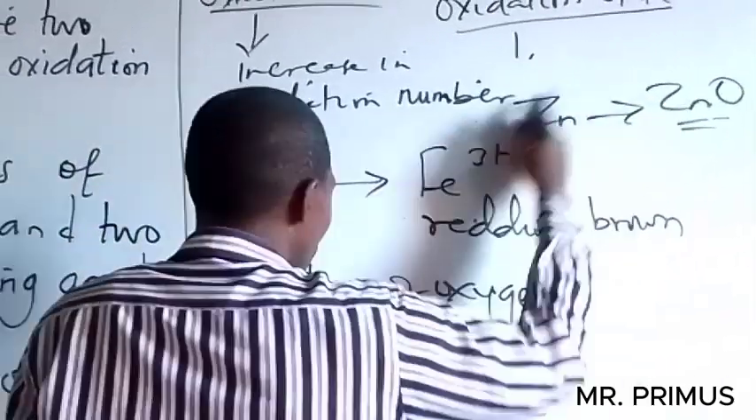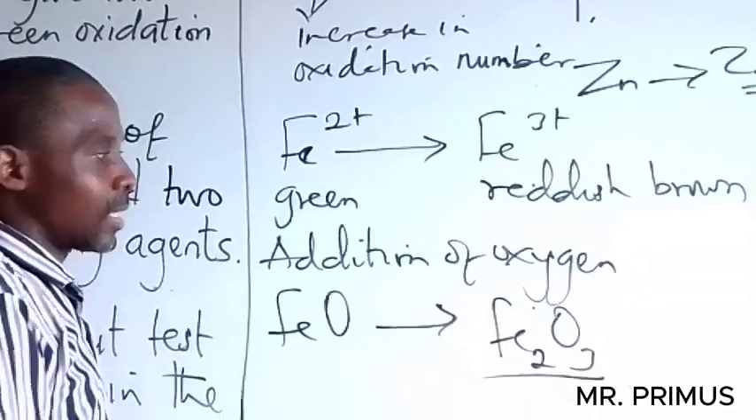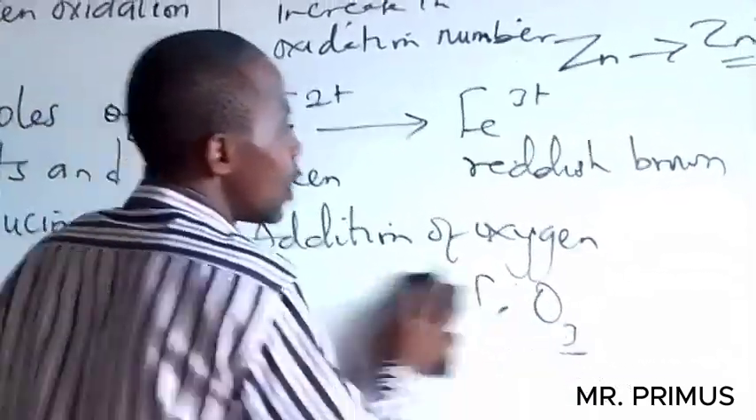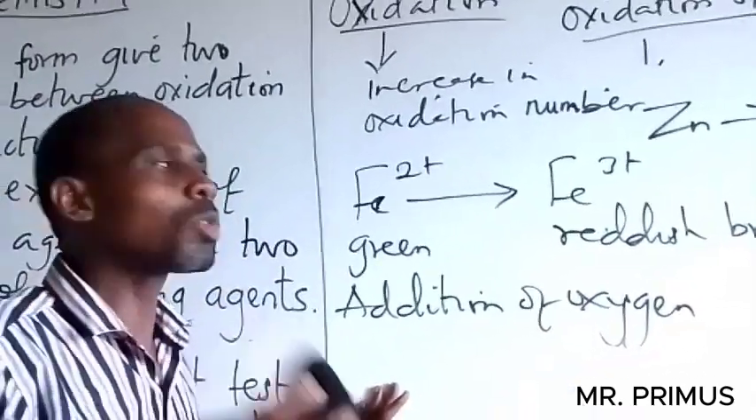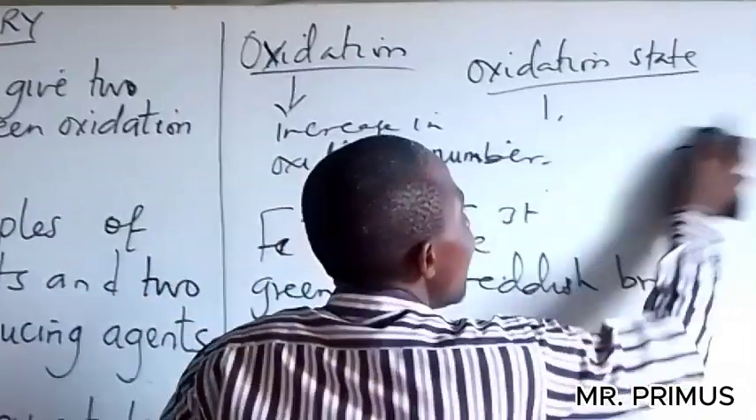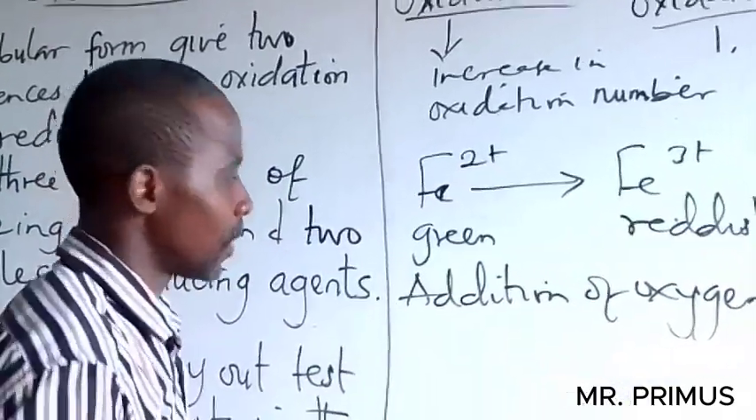I'm not balancing these equations. I'm just giving it to you as it is. Now, addition of oxygen is also oxidation. Now, let's look at the one that brings a lot of confusion: electron. When it involves electron, gain or loss of electron.